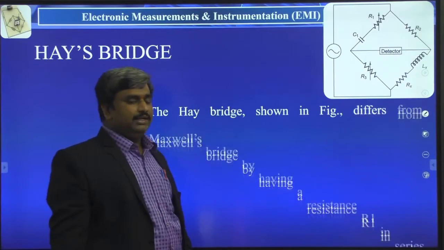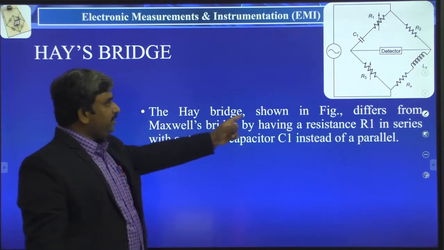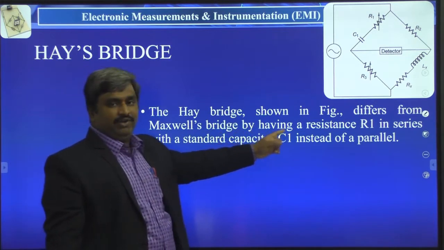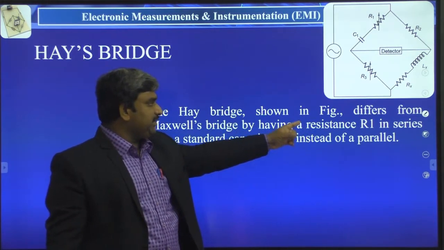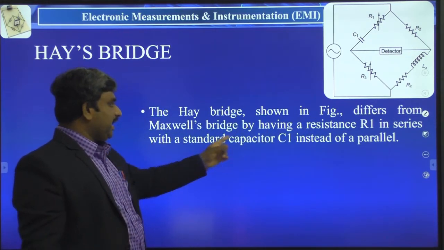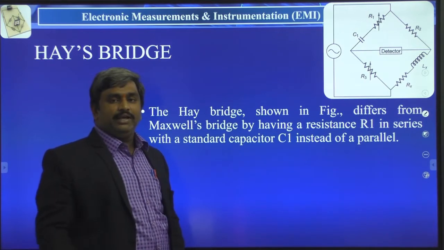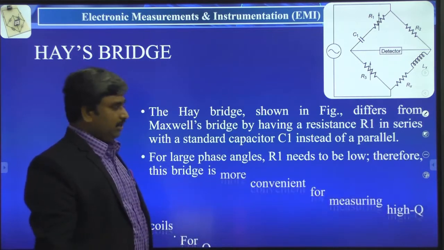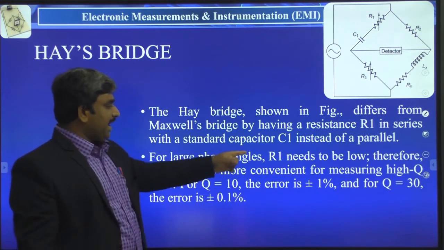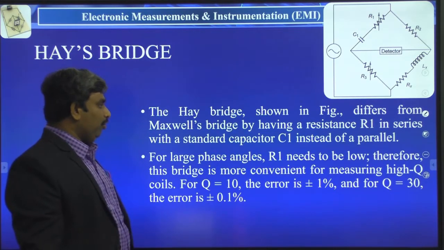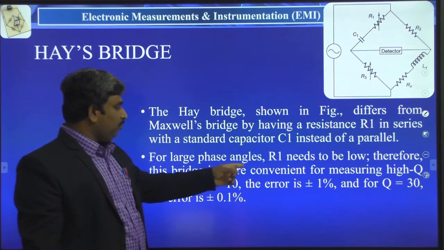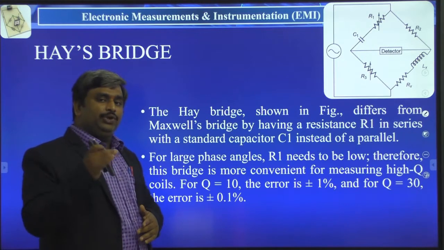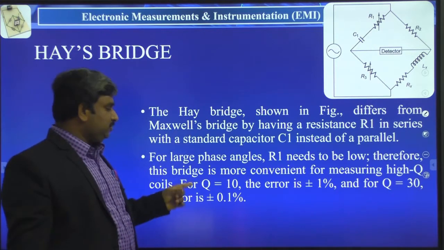Now, let us see the Hayes bridge. The Hayes bridge, shown in the figure, differs from the Maxwell's bridge in having a resistance R1 in series with a standard capacitor C1 instead of parallel. Then it was parallel, now it is series. For large phase angles, R1 needs to be low. Therefore, this bridge is more convenient for measuring high Q coils. For measuring high Q parameters, this bridge is preferred.